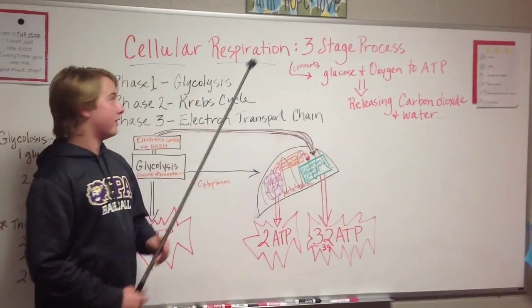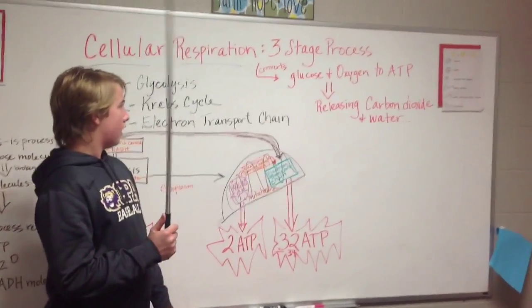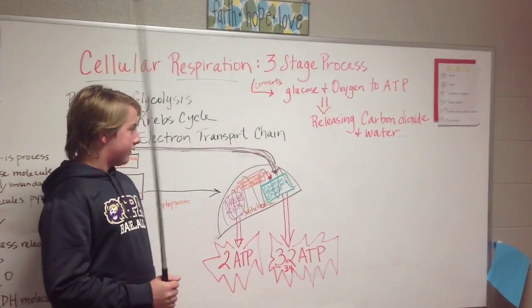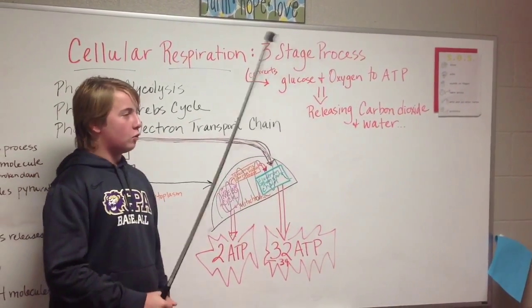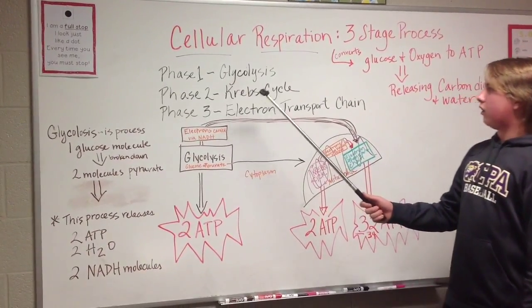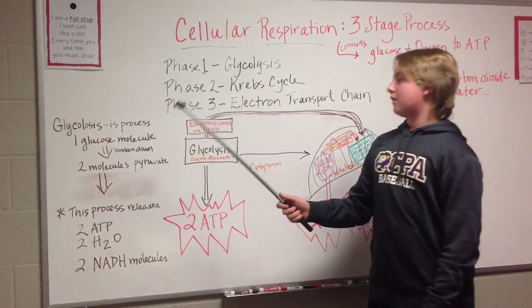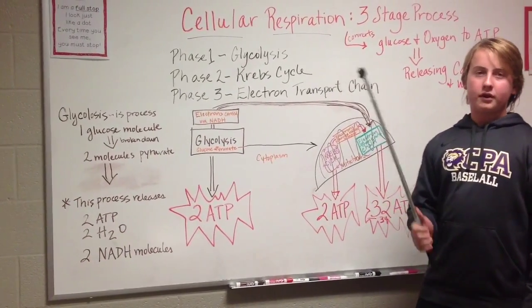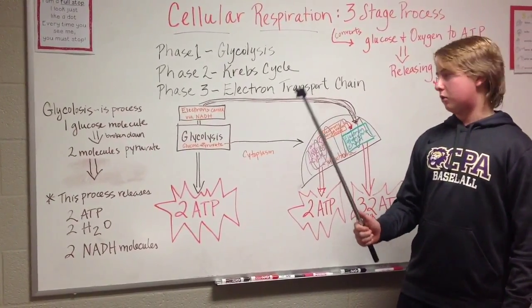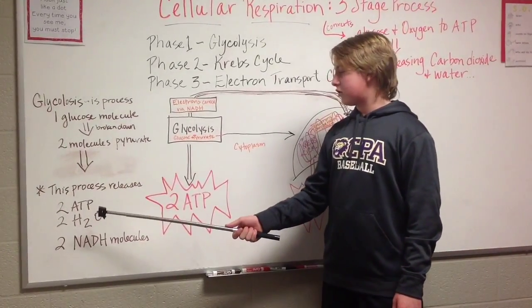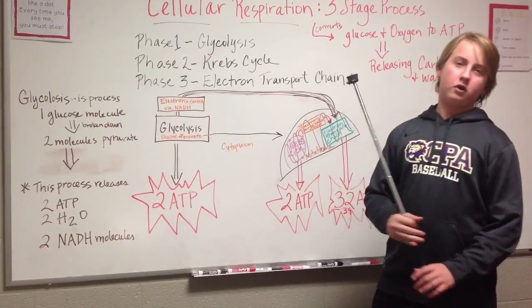Cellular respiration is a 3-stage process that converts glucose and oxygen into ATP and releases carbon dioxide and water. Phase 1 of cellular respiration is glycolysis. Glycolysis is the process where one glucose molecule is broken down into 2 pyruvate molecules. This process also releases 2 ATP, 2 H2O, and 2 NADH molecules.